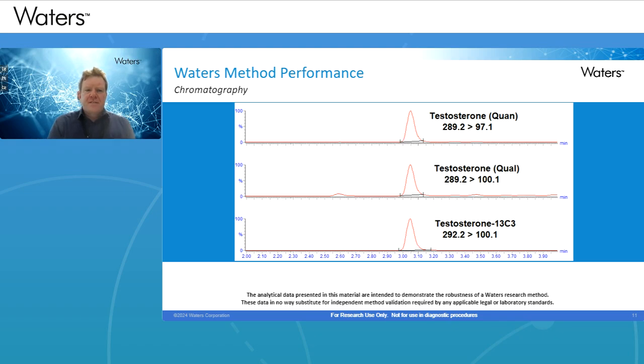This slide presents quantifier and qualifier MRMs of testosterone in addition to the quantifier MRM for the internal standard. The choice of mobile phases, column and gradient allows testosterone, as previously mentioned, to elute in a region of relatively low background noise, with a focus again on analytical sensitivity. The 13C3 labeled testosterone internal standard used ensures a perfect retention time match, which in turn promotes good linearity and minimizes matrix effects.